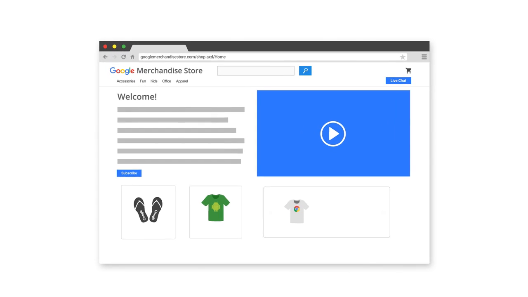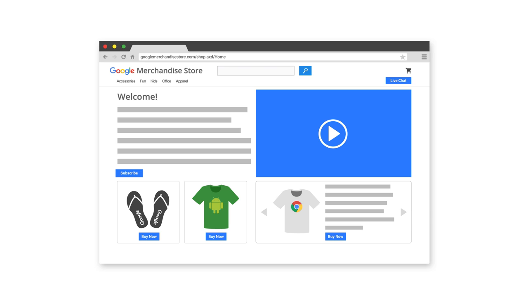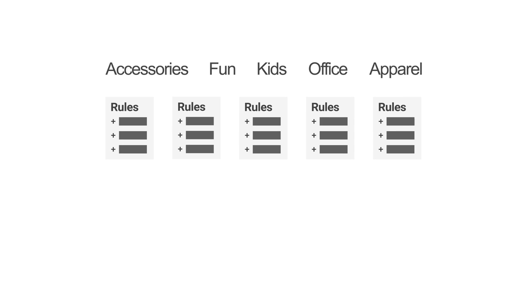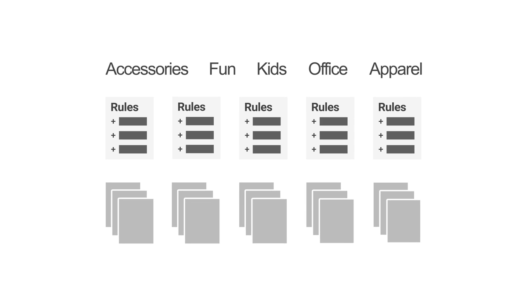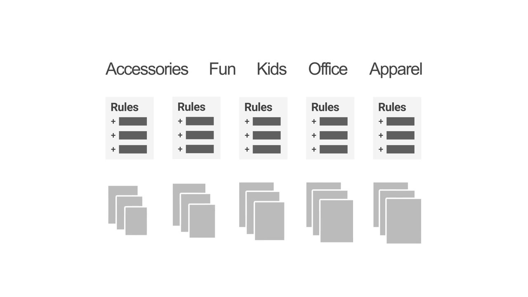Content groupings can help you group pages in your reports to reflect the organization of your website. For example, the Google Merchandise Store can create content groupings for the main parts of their shopping site, such as accessories, fun, kids, office, and apparel. For each of those groupings, you can specify rules to determine which pages are in each grouping.